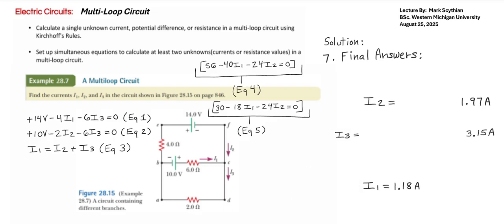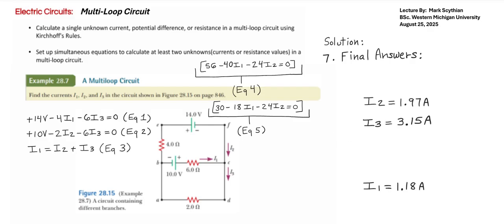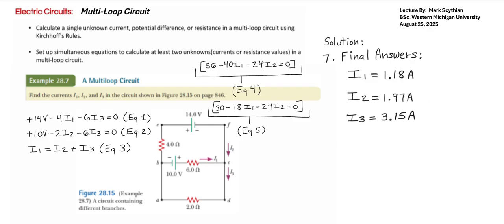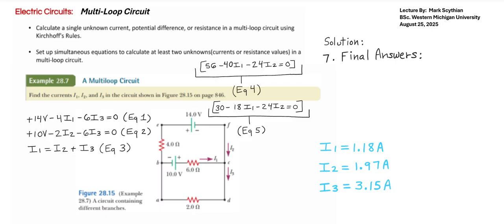So final answers for the question are as follows. We have I1 is 1.18 amps, I2 is 1.97 amps, and I3 is 3.15 amps.